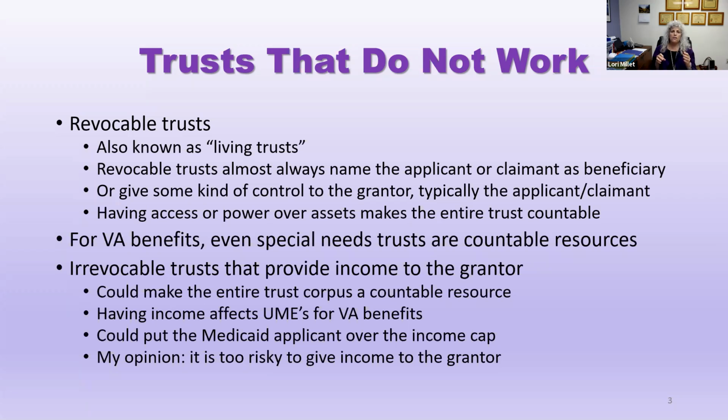Living trusts, which are the most common kind of revocable trusts and what people usually think of when they hear the word trust. These kinds of trusts almost always name the Medicaid applicant or the VA claimant as a beneficiary. And that means that all of the trust principal or corpus, in other words, everything that's in that trust pot, is included as a resource. Or these kinds of revocable trusts give some kind of control to the grantor, who's the person that set up the trust, so that the grantor is deemed to have control over those assets, which makes the assets countable.